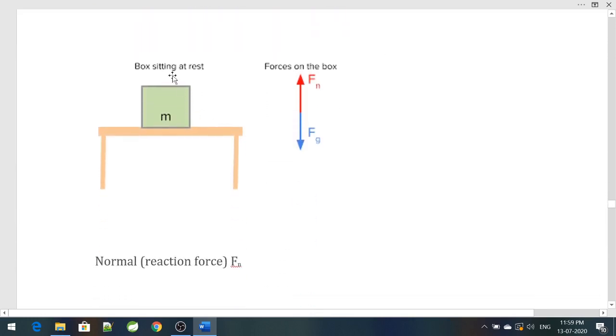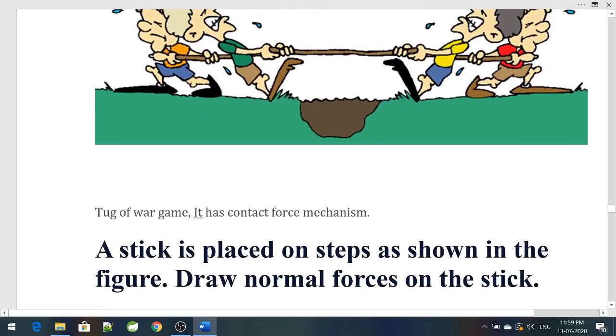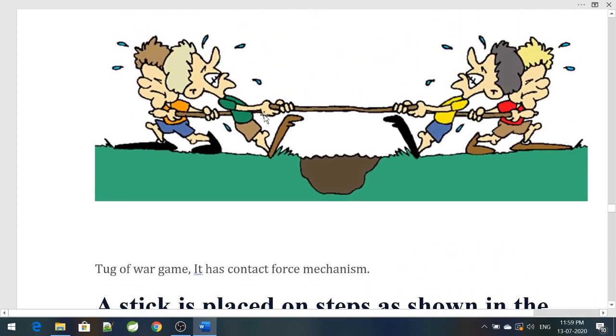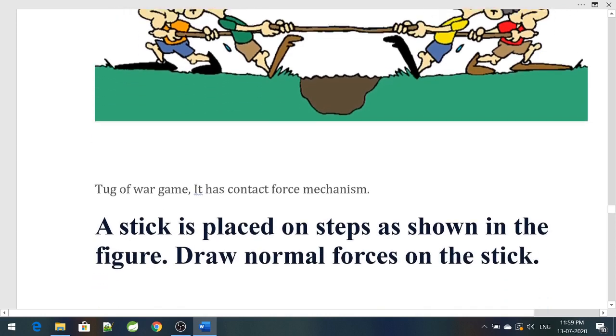These are the diagrams. Box sitting at rest. That is a mass. This is a normal force. Here it is a contact force on the box. That is Fg, gravitational force, and the normal force. Both are equal, so the net force becomes 0. And here, tug of war game. It has a contact force mechanism. Both are holding a rope and pulling. So nobody wins unless they apply a force greater than the other.